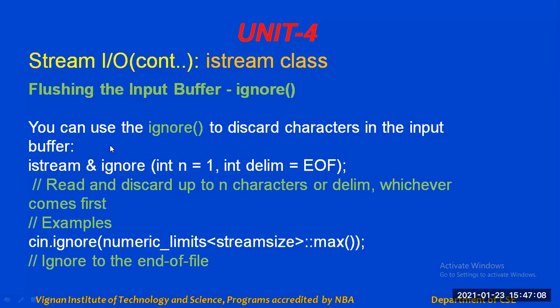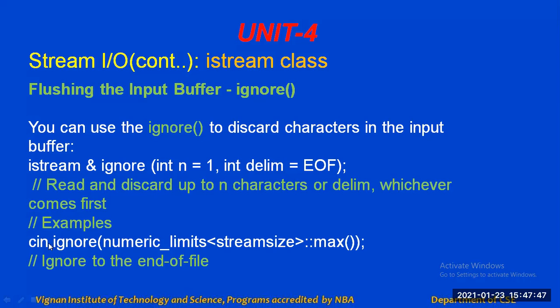The syntax of the ignore function is simply istream& ignore(n = 1, delimiter). Delimiter represents the end character. So it reads and discards up to n characters or until the delimiter. Because we have given the n value, if n is equal to 1, it discards only one character. If n is equal to 10, it can read and discard up to 10 characters from the input buffer, or until end of the file is encountered.